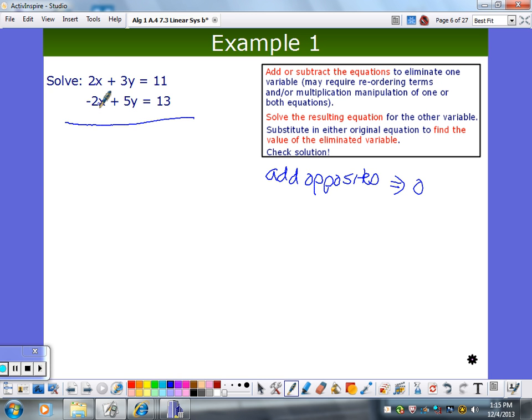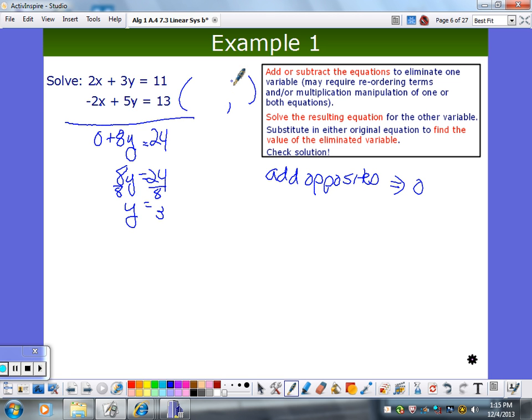That's 2x minus 2x, gone. 3y plus 5y, 8y. 11 plus 13 is 24. 0 plus 8y is just 8y. So tell me, Andrew, what's y? Y is 6. Oh, no, divide by 8, divide by 8. 3. Right. So again, what did we find?